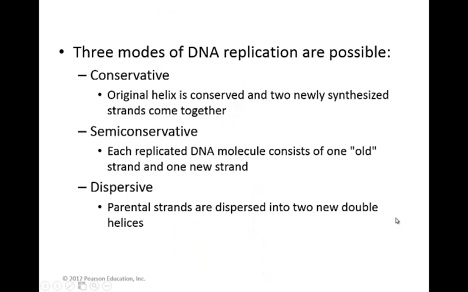So there are three possibilities. When they were working out how DNA was being replicated, they thought about DNA replication as possibly being conservative. In this case, the original helix would be conserved and two newly synthesized strands would come together. Semi-conservative, which is what we now know is how it happens, is where each replicated DNA molecule consists of one old strand and one new strand. And then lastly, dispersive was another possibility, in which the parental strands are dispersed into two new double helices. And let's talk about how they discovered this.